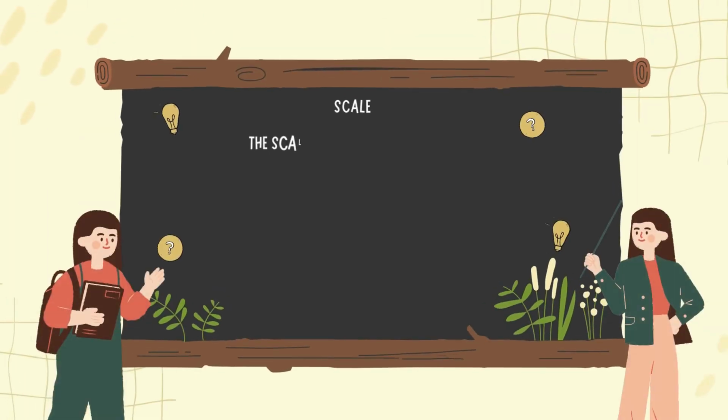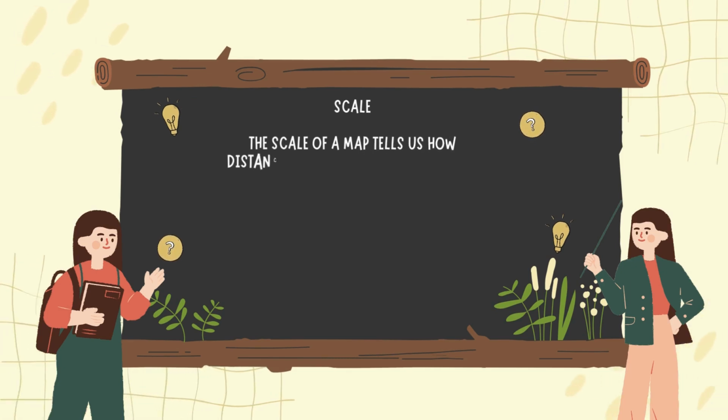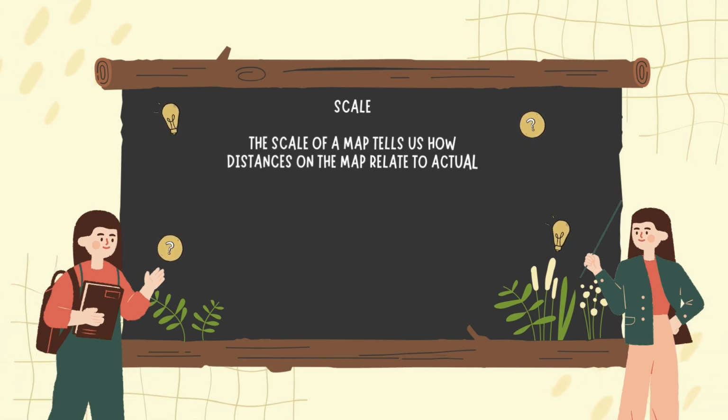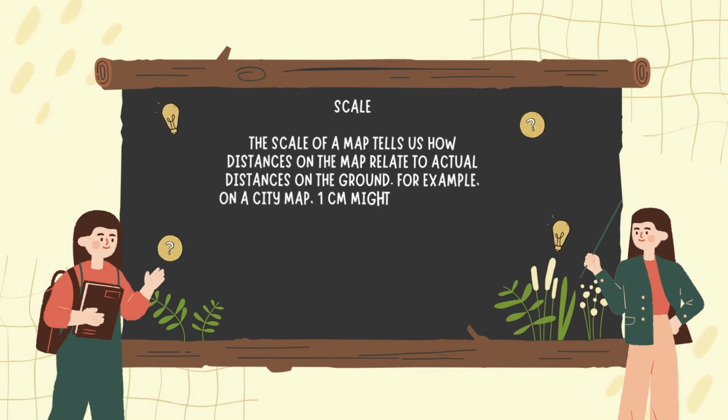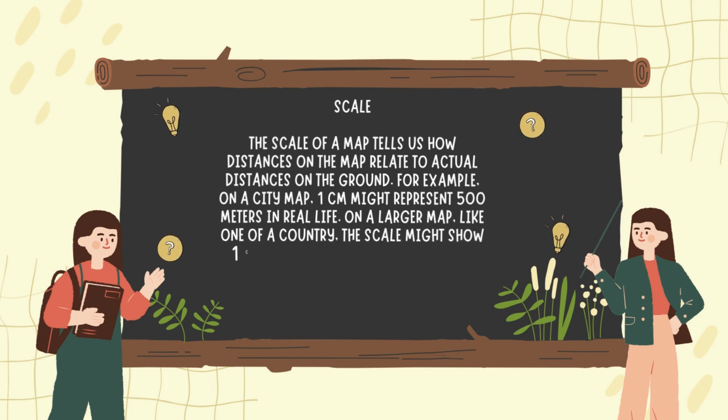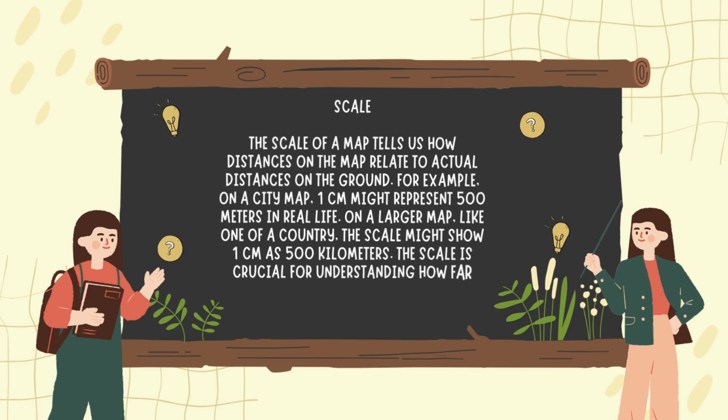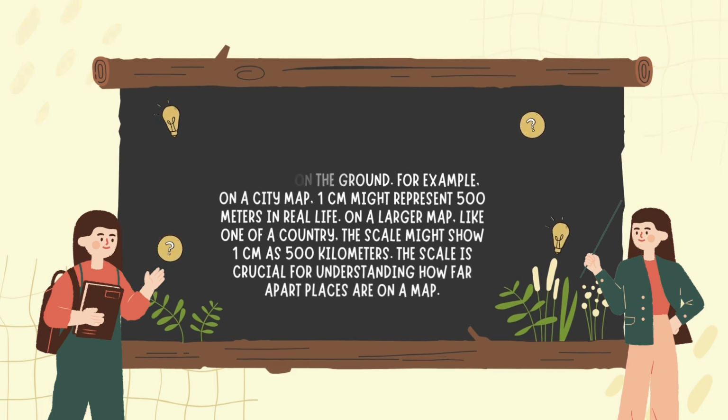Scale. The scale of a map tells us how distances on the map relate to actual distances on the ground. For example, on a city map, 1 centimetre might represent 500 metres in real life. On a larger map, like one of a country, the scale might show 1 centimetre as 500 kilometres. The scale is crucial for understanding how far apart places are on a map.